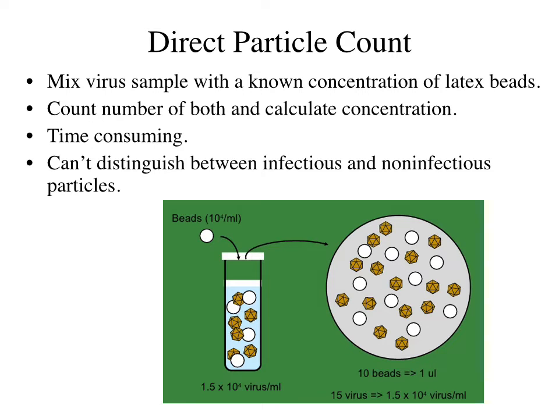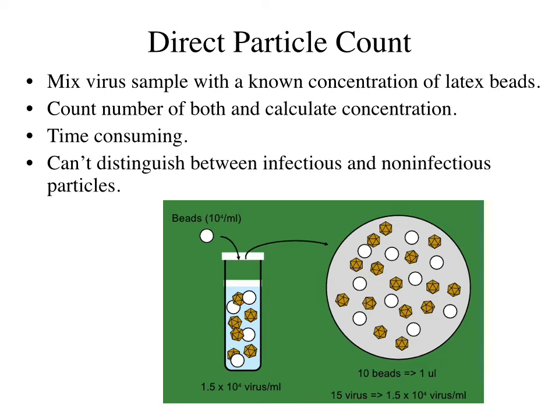Direct particle count is the method that we would use if we're going to use electron microscopy. And what you do is you mix your virus sample. So of course you don't know how many virus particles are in your sample of virus. That's what you want to find out. So you'll mix your sample of virus with the known concentration of latex beads. So you know exactly how many beads per ml are in your sample.